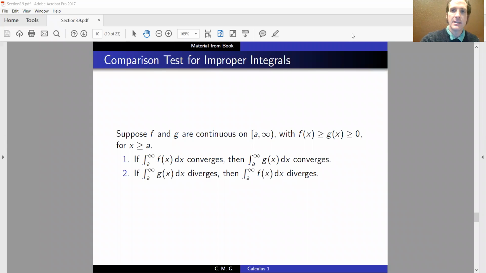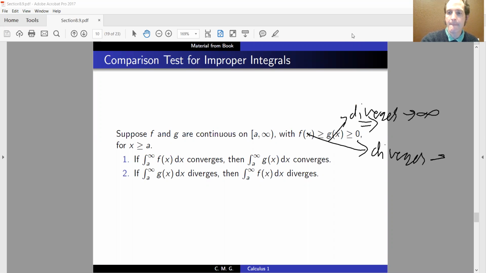On the other side of it, if the thing on the bottom goes to infinity, that would also imply that the thing up top also goes to infinity. So if the thing on the bottom is too big, then the thing on the top is going to be too big also.